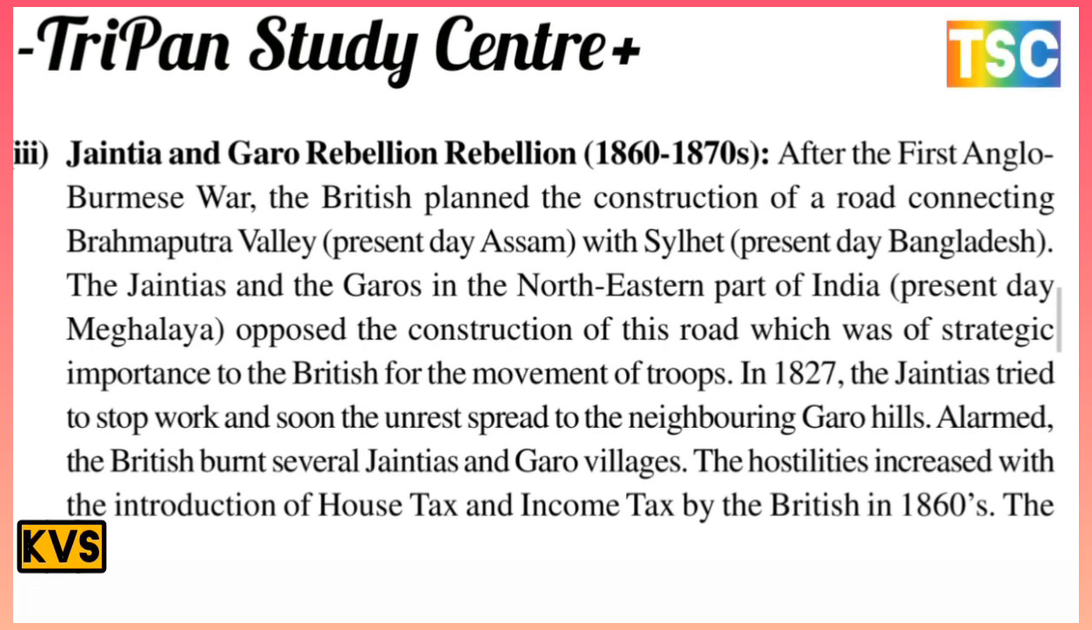Present-day Assam is a neighbour of present-day Bangladesh. The Jaintias and the Garos live in the north-eastern part of India, present-day Meghalaya. They opposed the construction of this road, which was strategically important to the British for the movement of troops. In 1827, the Jaintias tried to stop work, and soon their unrest spread to the Khasi and Garo hills, alarming the British, who burned several Jaintia and Garo villages.